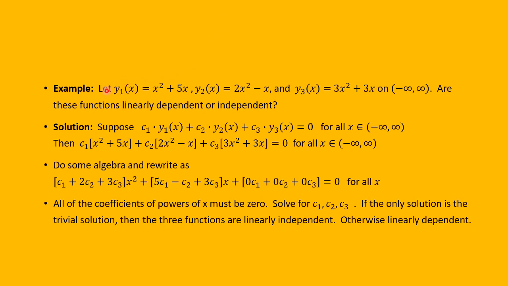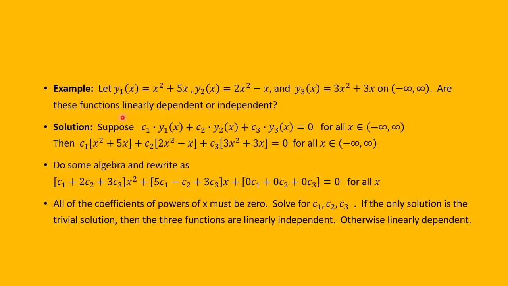As an example, let's consider three functions and determine if they are linearly dependent or independent. So y1 will be x squared plus 5x, y2 of x will be 2x squared minus x, y sub 3 of x will be 3x squared plus 3x, all of these defined on minus infinity to infinity. These are polynomials, so they are defined everywhere. Are these three functions a linearly dependent or linearly independent set of functions?